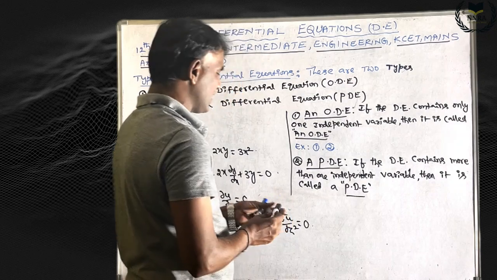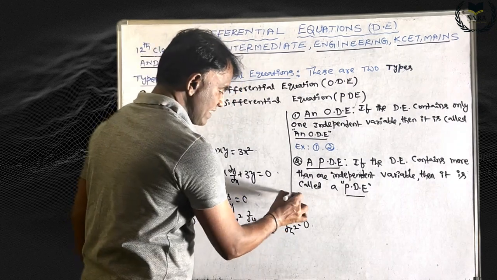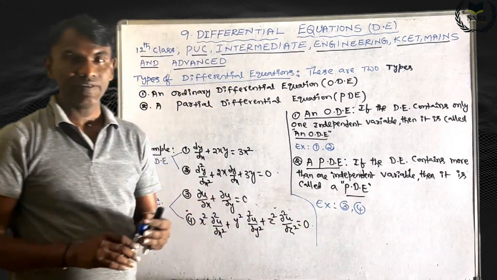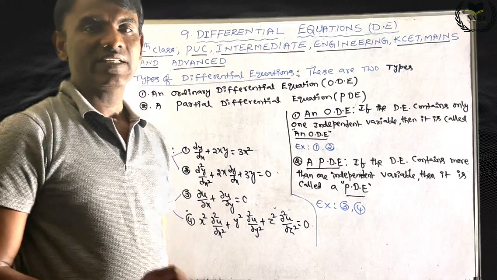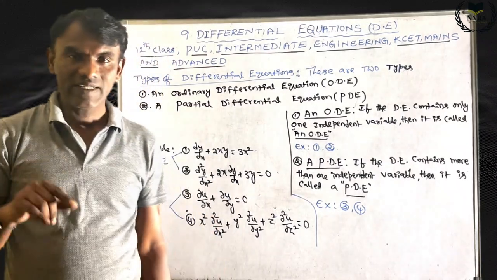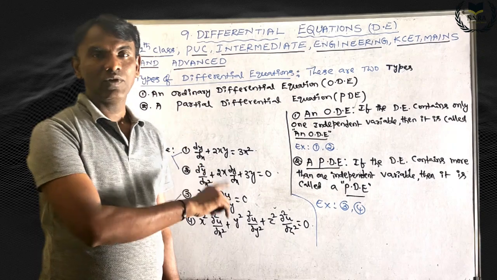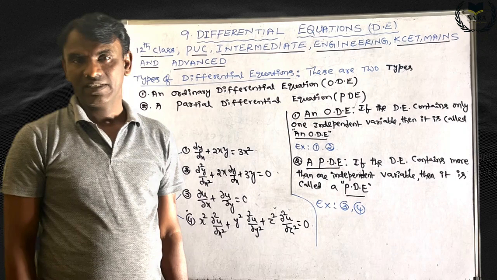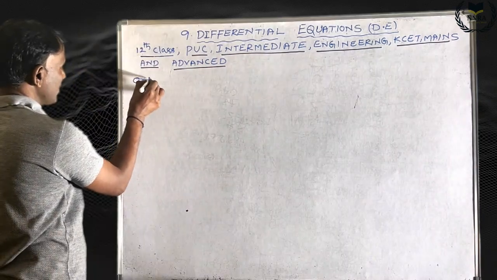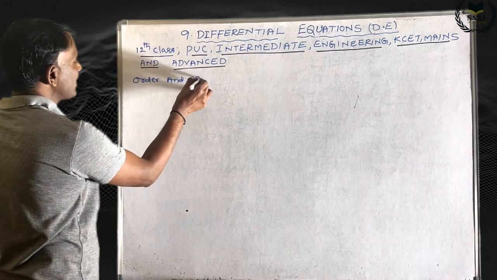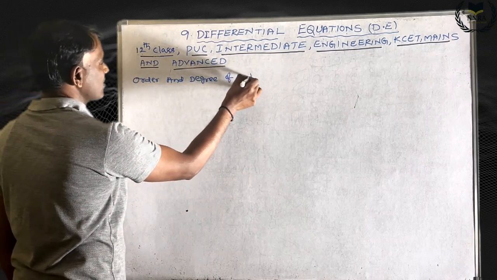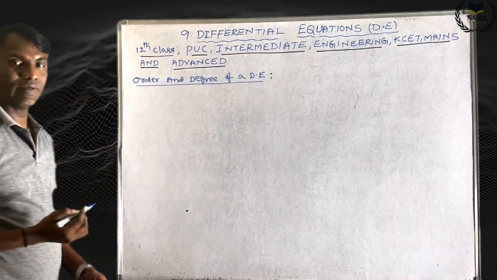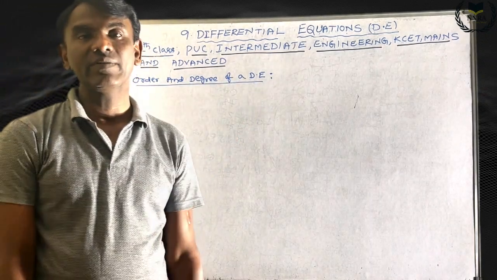And what are the examples for this? So now we'll consider example 3 and example 4. So that is the difference between ordinary and partial. Ordinary means it contains only one independent variable, but a partial differential equation contains more than one independent variable, that is either 2 or 3 and so on, depending on the given question. Clear? Next topic is order and degree of a differential equation. Order and degree of a differential equation means how to find the order and degree for the given differential equation.